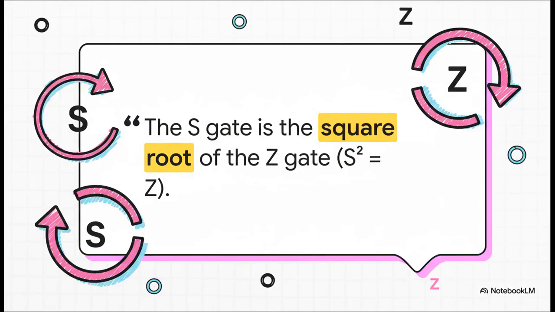And check this out, this is so cool. It shows you how these gates compose. If you apply the S gate once, you get a 90-degree rotation. If you do it again, you've just done another 90-degree rotation. That's 180 degrees total, which is exactly what the Z gate does. So mathematically, applying the S gate twice, S squared, is literally the same thing as applying one Z gate.